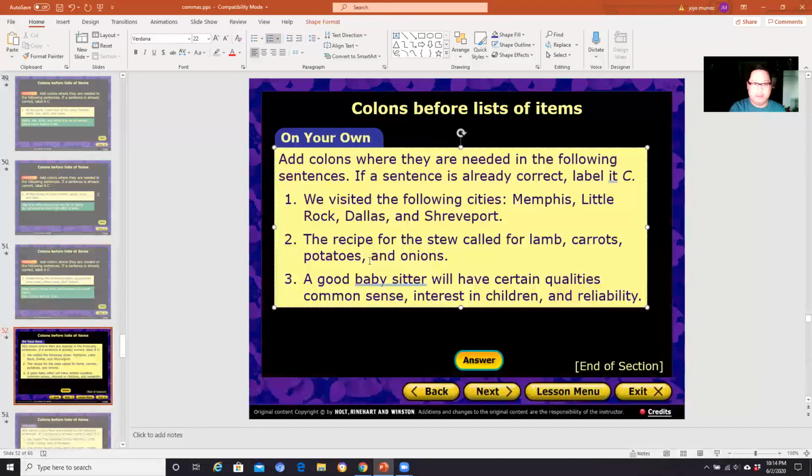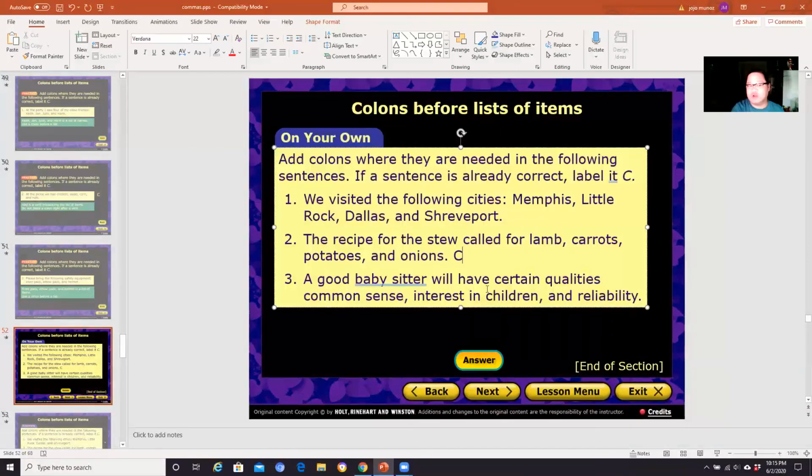Very good. Now, the recipe for stew called for lamb, carrots, potatoes, and onions. Okay, so do we need a colon after "called for"? Is that necessary? No, it's not. Why? You have "for" as a preposition, so there is no need. So the answer here is actually letter C. It's correct.